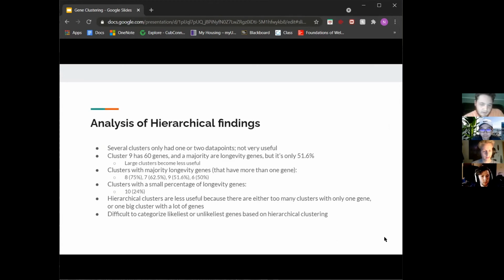Several clusters only had 1 or 2 data points, which were not really that useful. Cluster 9 had 60 genes and a majority of our longevity genes, but it's only like 51.6%. Large clusters become less useful, is what that means. The clusters with the majority longevity genes that have more than one gene are clusters 8, 7, 9, and 6. You see their percentages there.